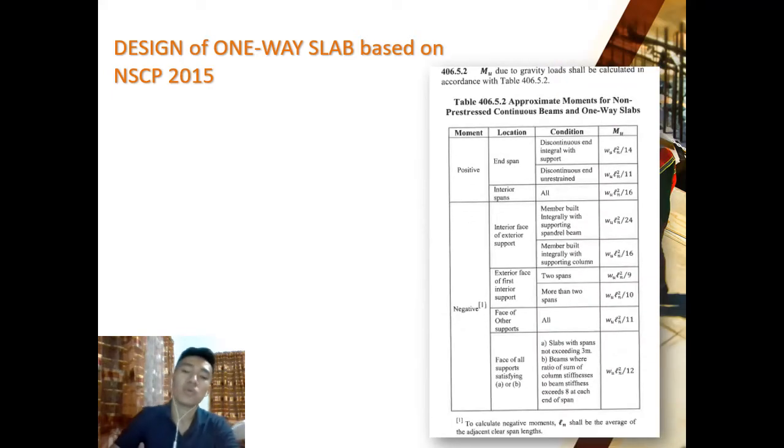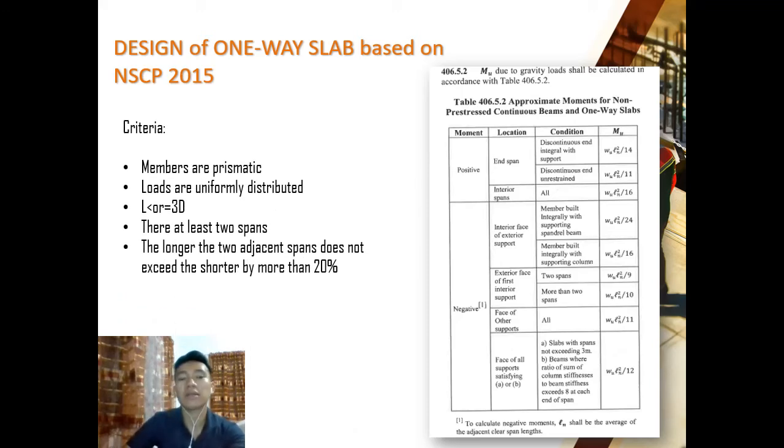The code gave us this shortcut or table, the approximate moments for non-prestressed continuous beams and one-way slabs, Table 406.5.2, for solving the positive and negative moment. However, we can't be sure that we can use it. First, we need to meet the criteria in order to use this table. The first criterion is that members are prismatic, which means all members or all beams must be of equal sizes.